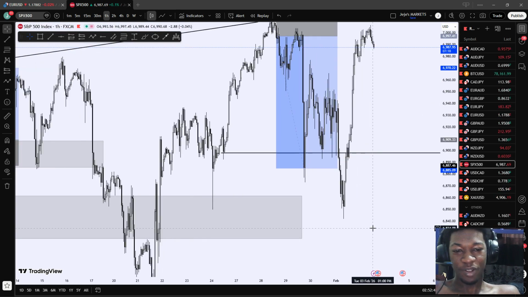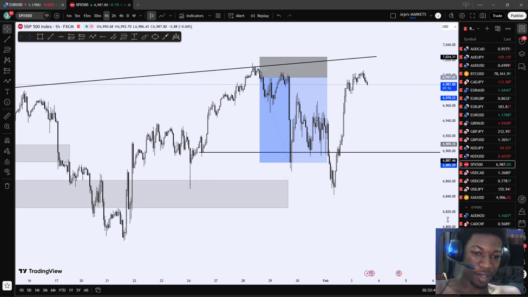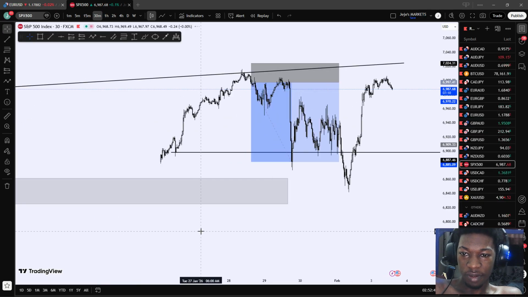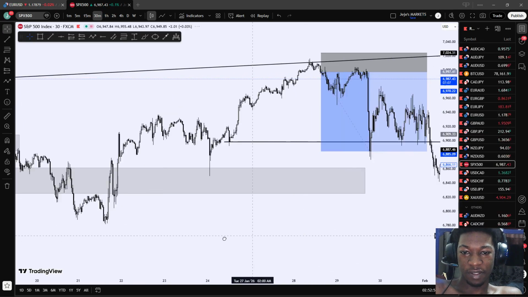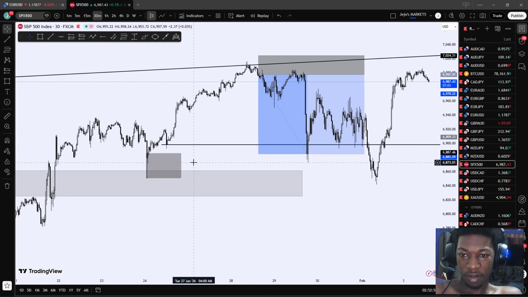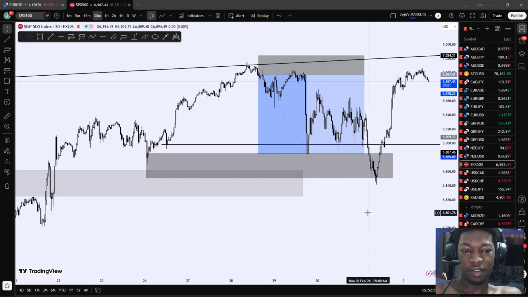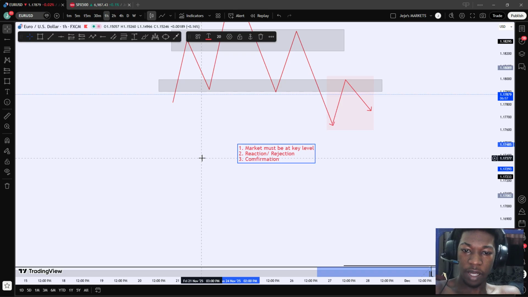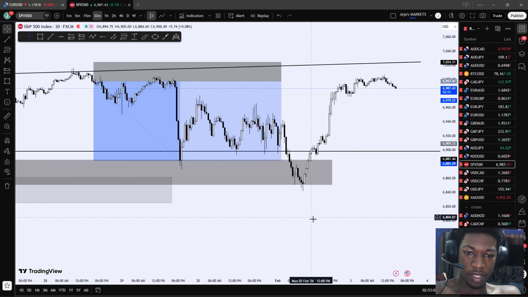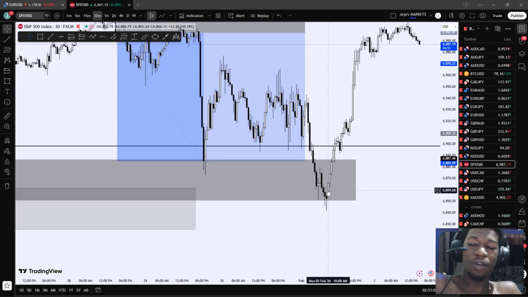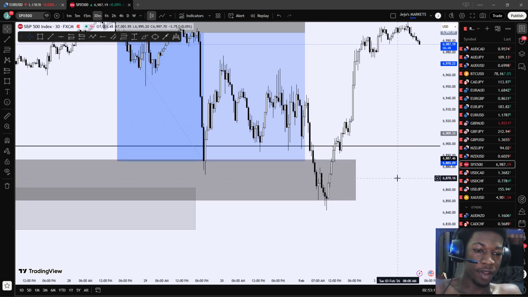So it's all just about the reaction, bro. It's all about reaction. Key levels too. Look at this level right here. Look at the rejection this market gave us. Look at this rejection right here. Literally, bro. Look at this. You see what I'm telling you guys? The market must be at a key level, reaction or rejection, then a confirmation. So you can see here we got a rejection. Like this, we literally got a rejection. So find a confirmation somewhere in here to make the trade.